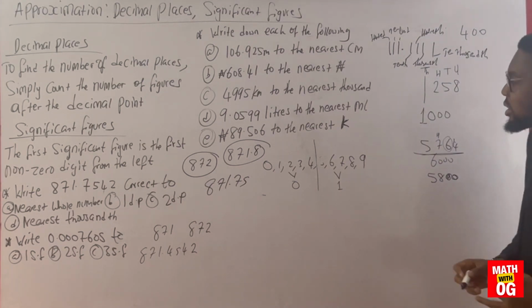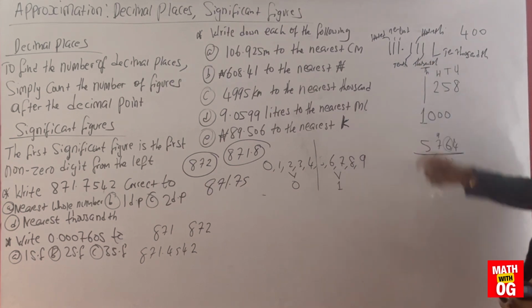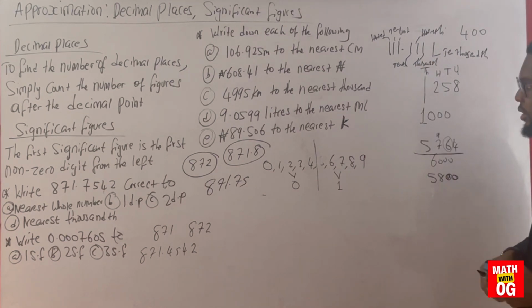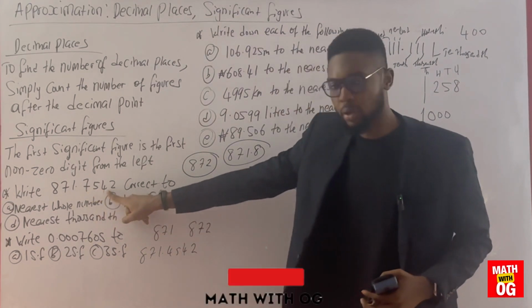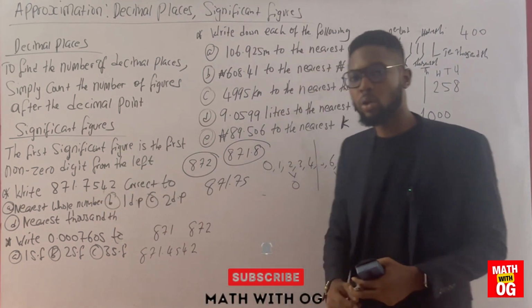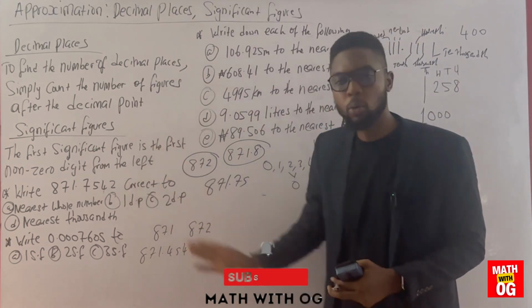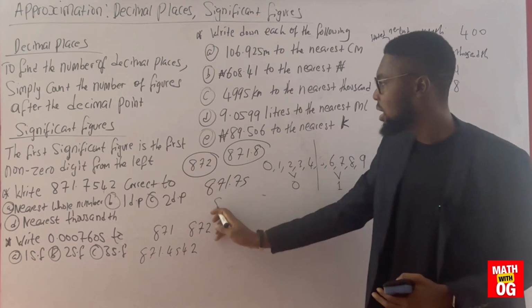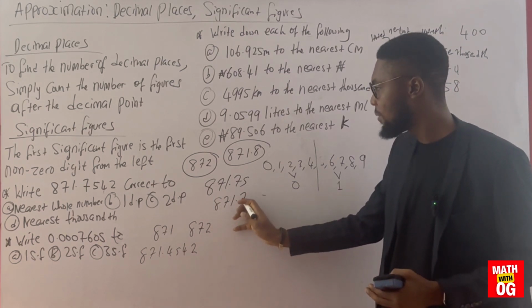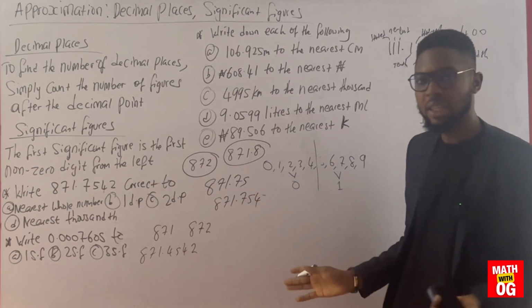So we are asked to approximate to the nearest thousandths, and thousandths is simply 3 decimal places. So we check 3 decimal places. This is 1, 2, 3. So we look at the number after the 3rd decimal place. Will it round up to 1 or round down to 0? Obviously round down to 0. So my answer will be 871.754. That is the answer.